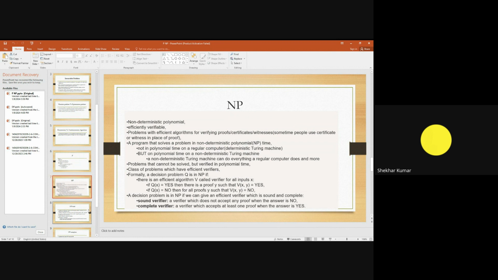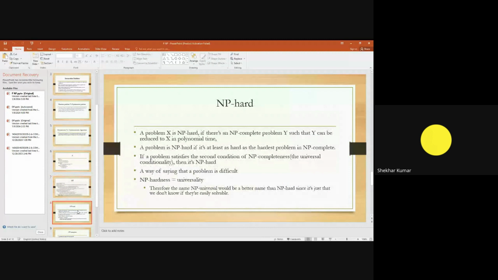Next is NP-hard problems. NP-hard problems are those problems that cannot be solved in polynomial time.